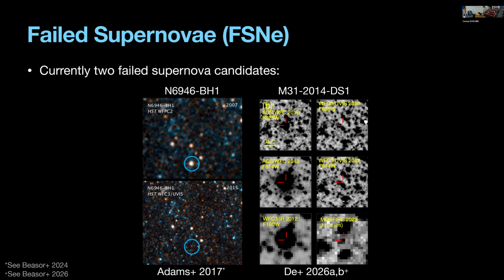The jury is still out on this, but the oldest one is the Adams 2017 source, where you see the star just disappear over time. And then more recently, we had a similar thing go on in M31. So this picture that I painted so far, and also these images themselves, just show that the star disappears with nothing really happening.